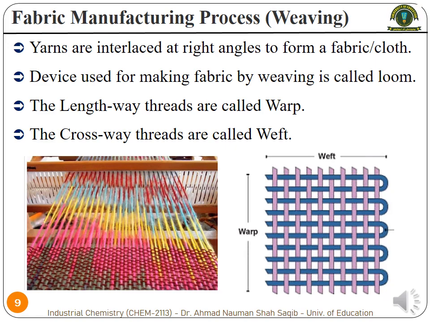The lengthwise threads or the vertical threads, as we can see in this diagram, we call them warp. Also you can see in this sketch that the vertical threads are known as warp, and the horizontal threads which are used during the weaving process are known as wefts.